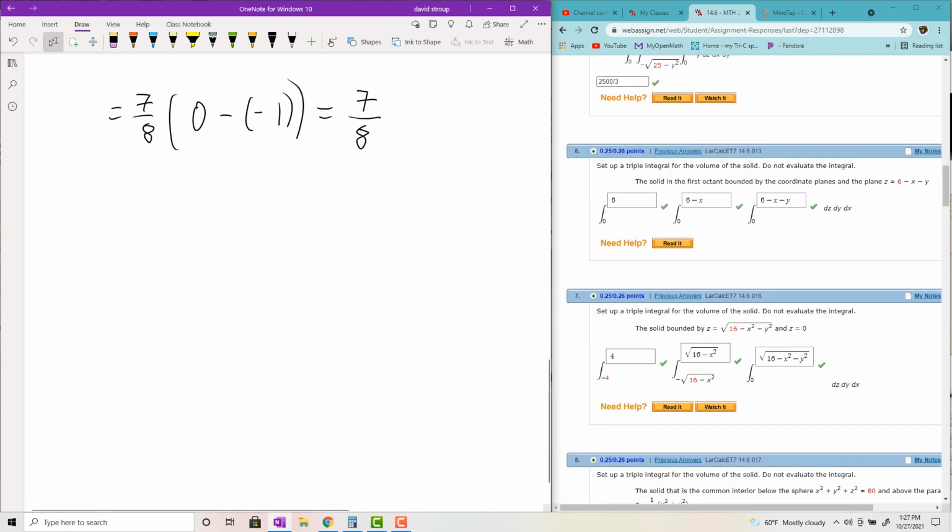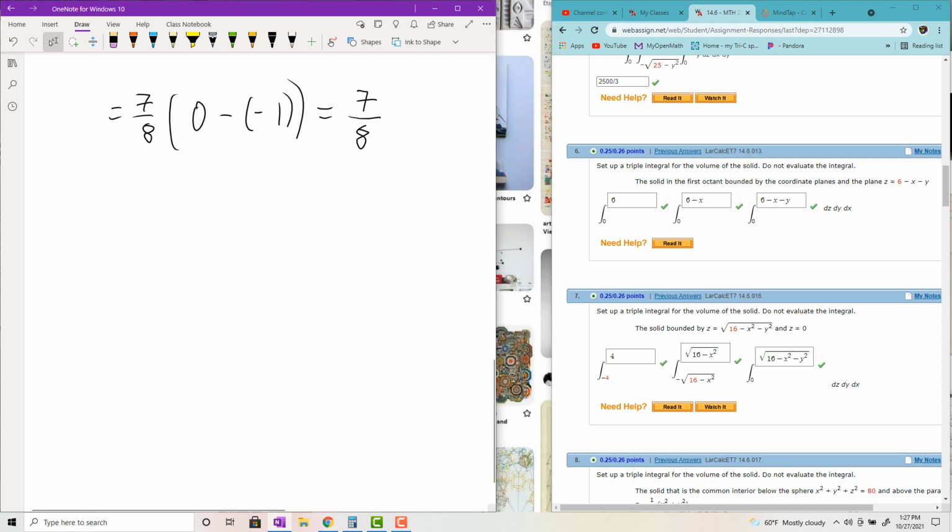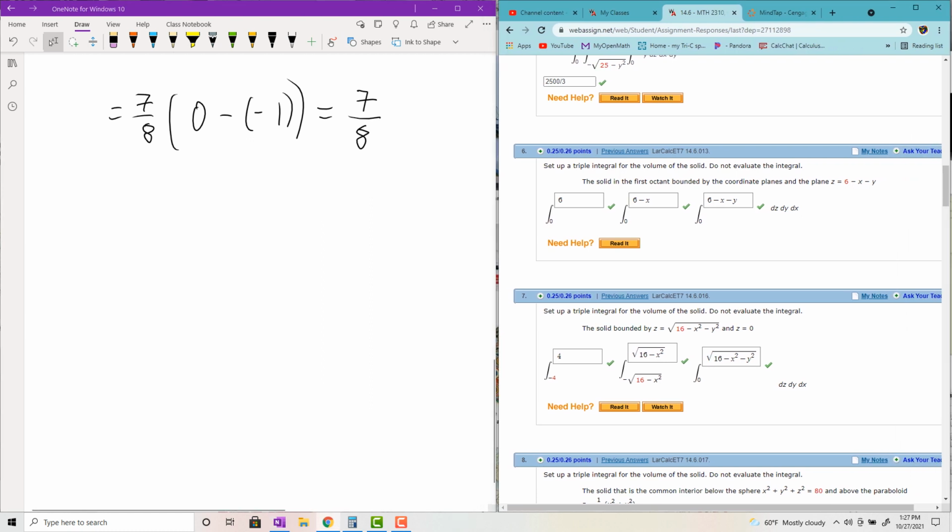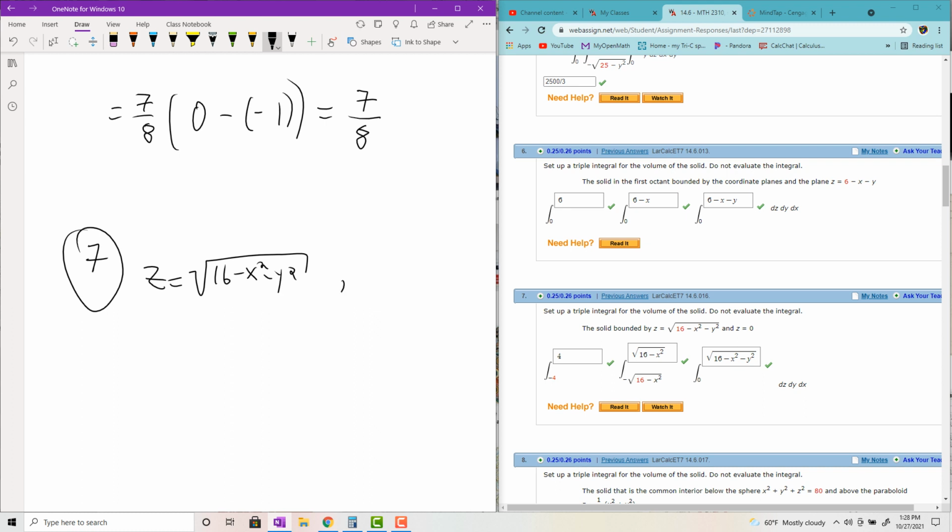Okay, so these next set of problems have you setting up integrals and not even evaluating them. So setting them up is really half the battle, in my opinion. So let's take a look at, I guess, number 7. They want to know: set up a triple integral for the volume of the solid, do not evaluate.